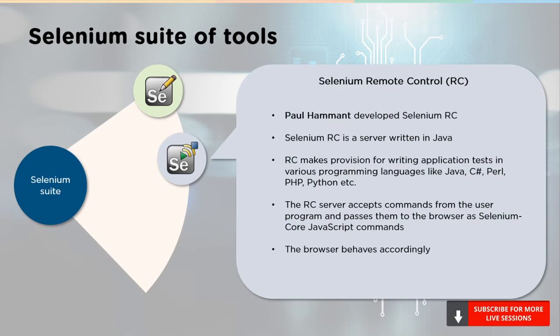Next up, we have Selenium Remote Control. RC was developed by Paul Hammond and is a server written in Java. RC makes provision for writing application tests in various programming languages, be it C#, Perl, PHP, Python, etc. The RC server accepts commands from the user program and passes them to the browser as Selenium core JavaScript commands.